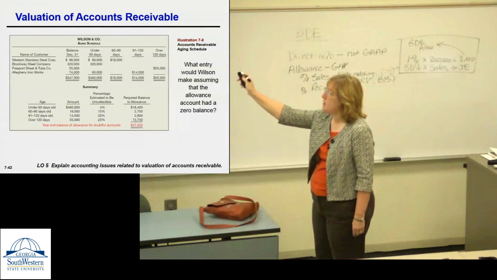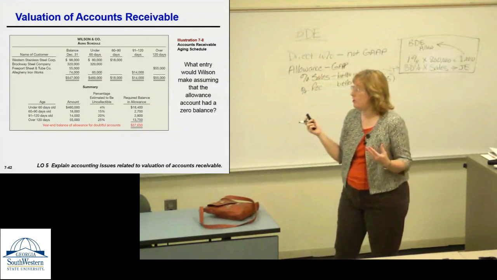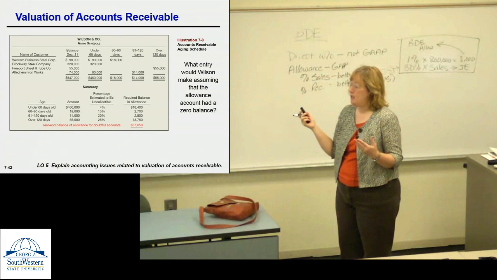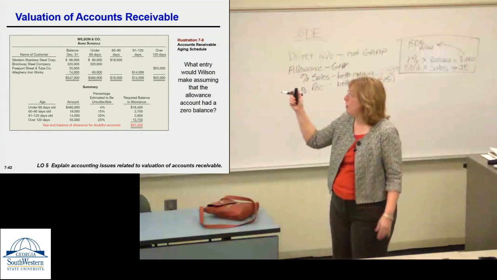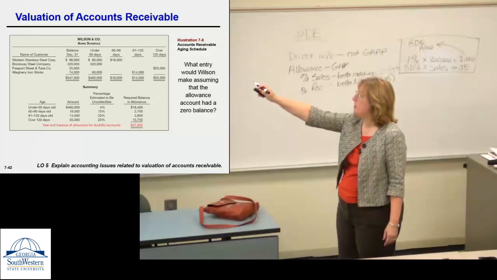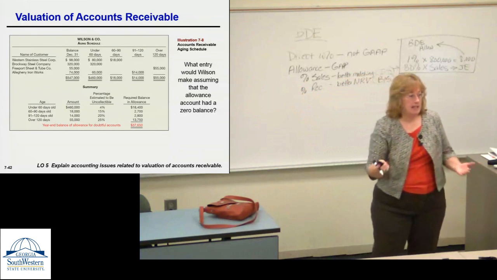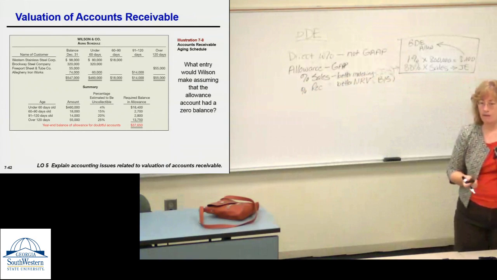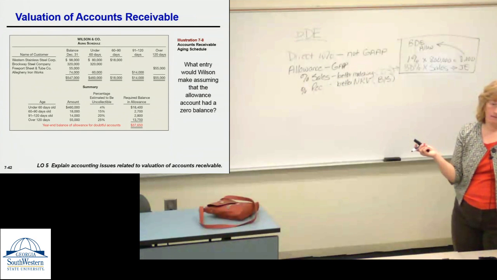So what this company has done is come up with a percentage of the $460,000 that's under 60 days. They've said that 96% of them are going to pay and 4% of them are not going to pay. Okay?